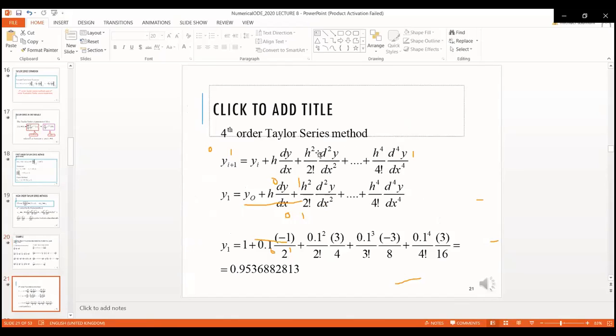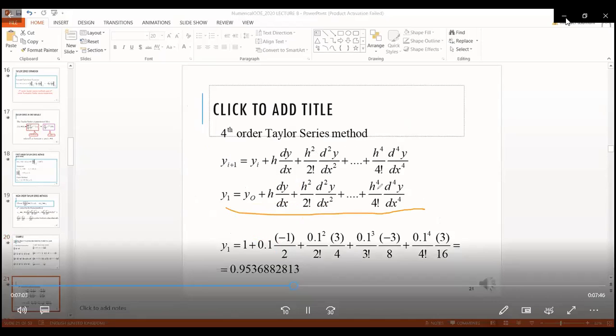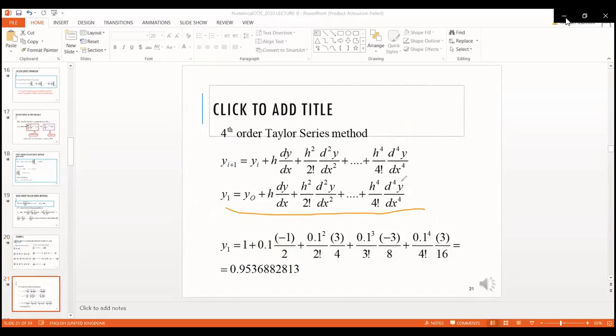So clear, right? So to get your y1, your expansion is going to be what? y1 is equal to y naught plus h dy/dx plus h squared over 2 factorial d squared y/dx squared plus h to the power 4 over 4 factorial d to the power 4 y over dx to the power 4. Okay, so we're told that y naught, at x equals 0, was 1.